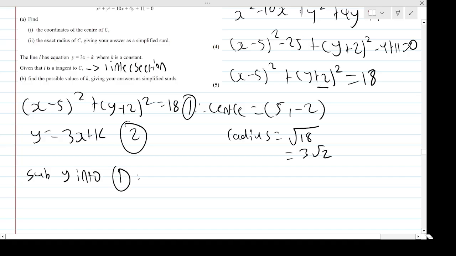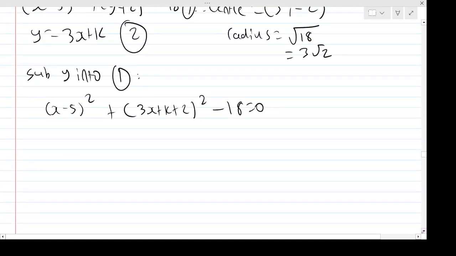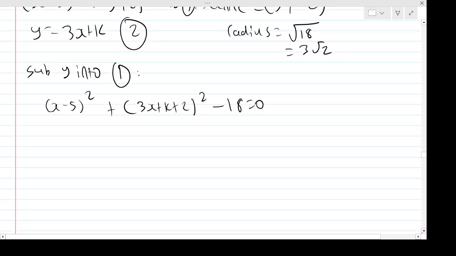Then we're going to get x minus 5 squared, then add y, and y would be 3x plus k, plus 2 there as well. Then I'm going to move the 18 to the left to equal 0. Now it's just expanding. Firstly, x minus 5 squared would be x squared, then minus 5x minus 5x would be minus 10x, then minus 5 squared would be plus 25.